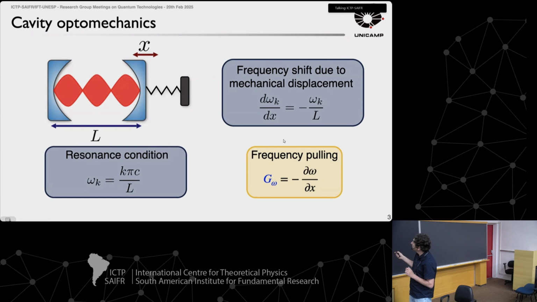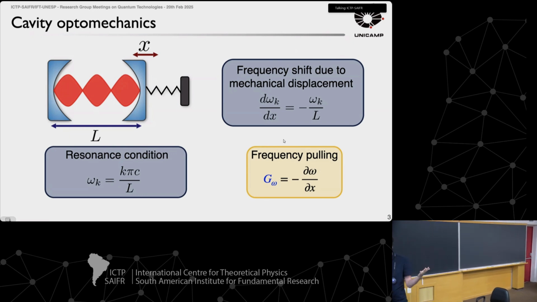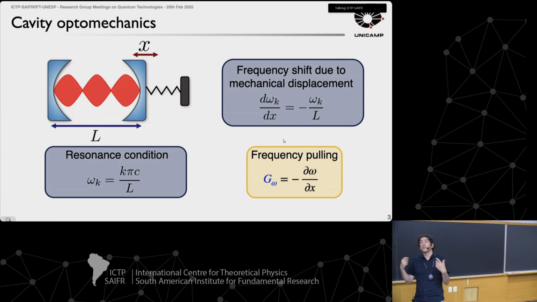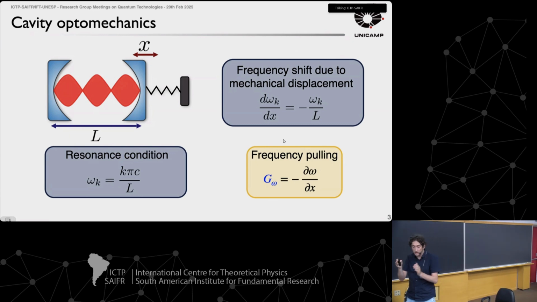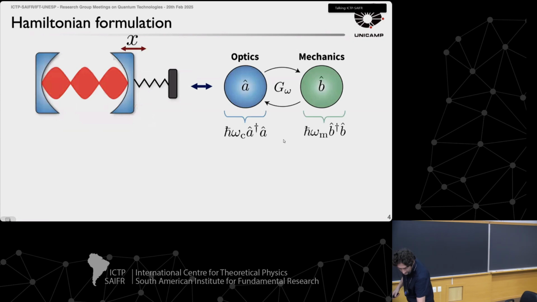And this is what is called the frequency pulling. As you see, this depends inversely on the length of the cavity. So the tinier the cavity, the larger the frequency pulling. The tinier the cavity, the larger the optical frequency shift when you change the size of the system here. And how does this translate to the quantum world?